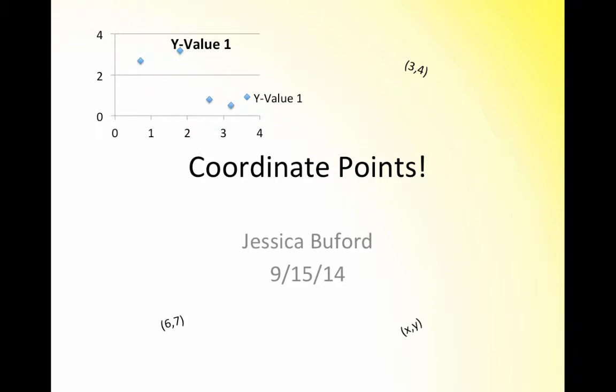Today's lesson is about coordinate points. Today we're going to learn the importance of them, how to plot them, and what we can use with them in real life.